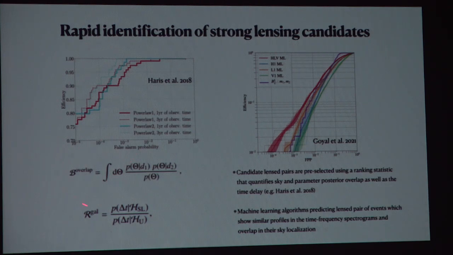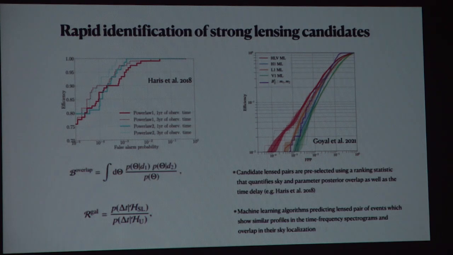They also have come up with this RGAL factor, which relies on the fact that the time delay distributions for a population of pair of lensed events is going to be different from a random population of pair of events. And so they propose this method in which you combine the B overlap and RGAL to then identify candidates which are most likely going to be strongly lensed, and they do this kind of analysis on mock samples to show how efficient these methods are going to be.